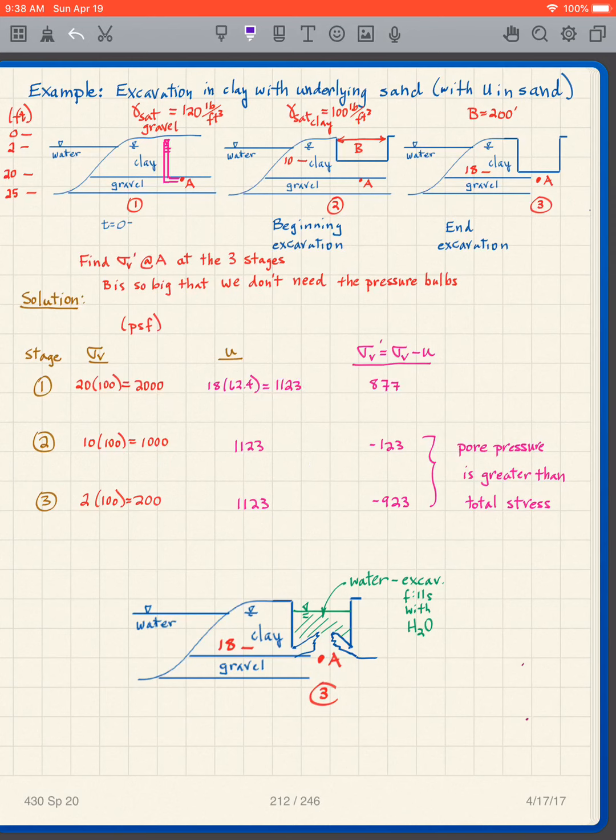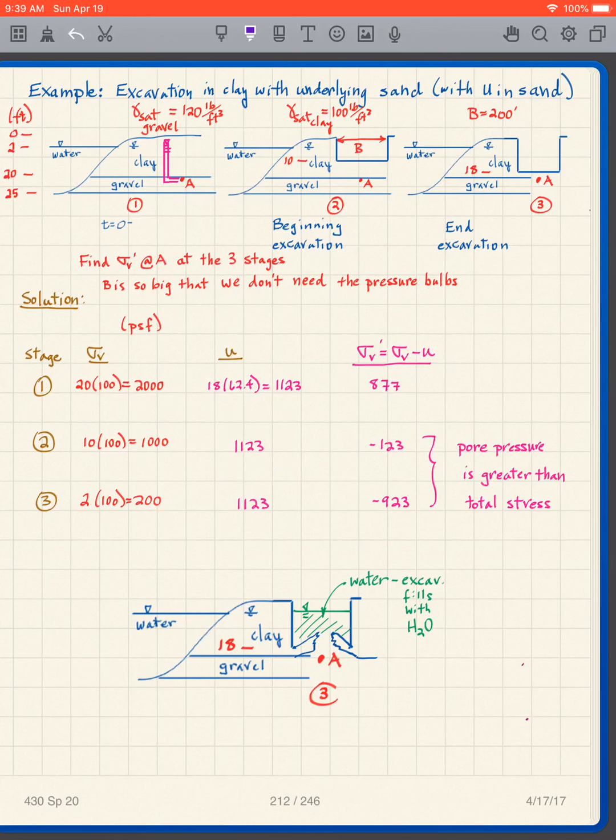But now I calculate sigma v minus u, which equals sigma v prime, so I have 877. Then at stage 2, I have sigma v minus u, but what do I see? It's negative 123. Even worse, it doesn't make any sense. Negative effective stresses don't make any sense. We can have negative pore pressures, but we can't have negative effective stresses. And then it's even worse at stage 3, where we're at negative 923.